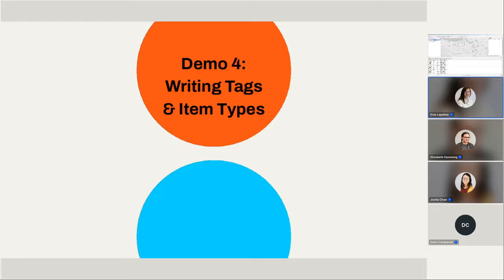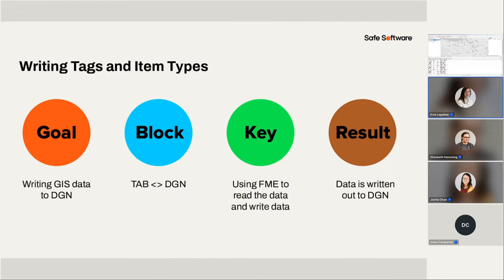So yeah, this is my demo. I will go into this. We do have an article that this is based on, with the same data and everything, so I will share that in the chat here. I will go over this demo. So what are we doing? We're writing tags and item types, and I will go over both of them just in case you still use tags. We have GIS data, and we're writing it to DGN.